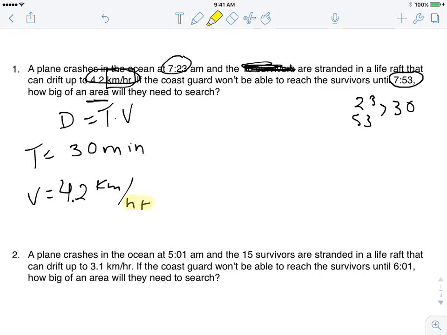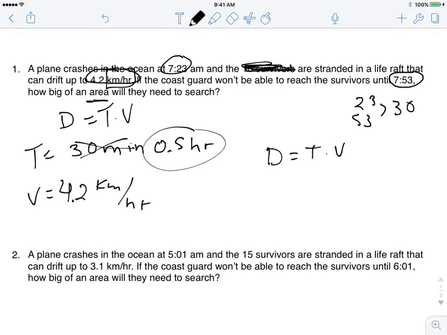Now, before we plug this in, I want you to notice something. This unit is measured in hours, and this unit is measured in minutes. So we need to change it so that they're both the same. The easiest thing to do will be to change the time so that it's in hours. Now, if we think about 30 minutes is a half of an hour. So we're going to call this 0.5 hours.